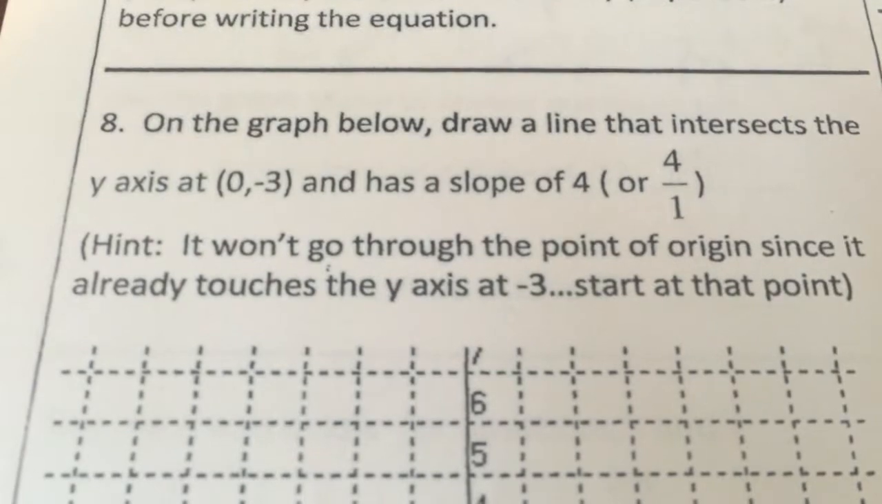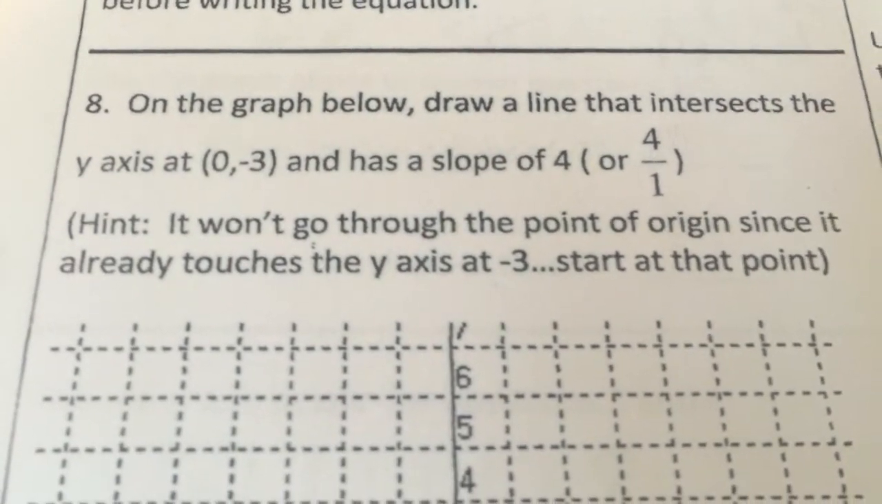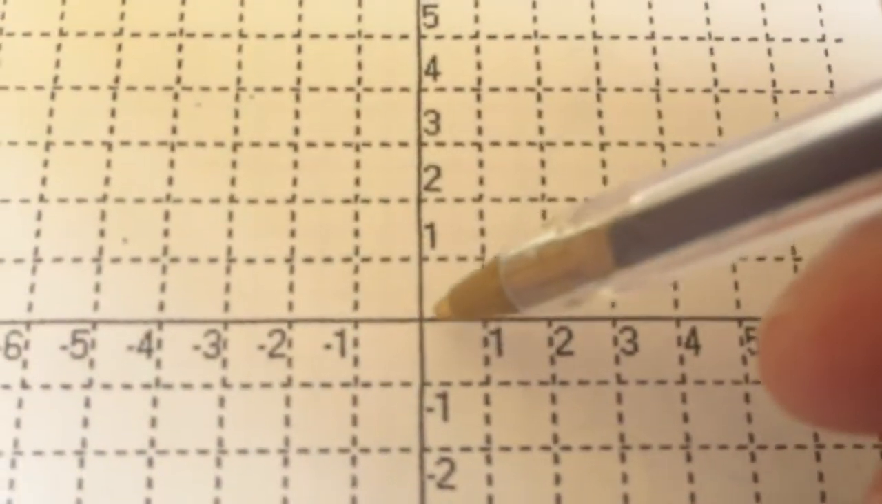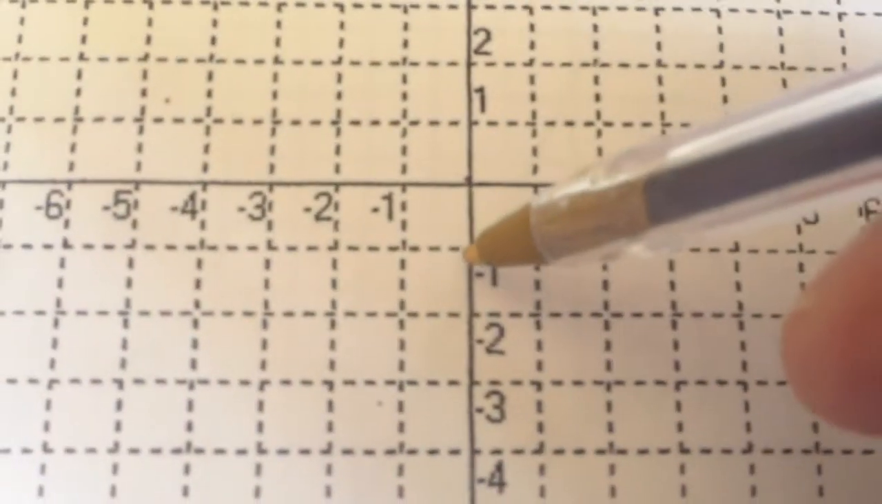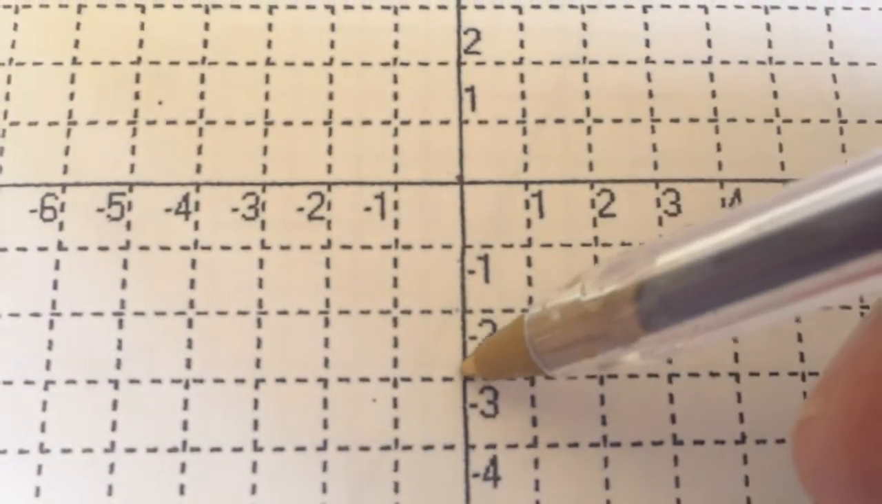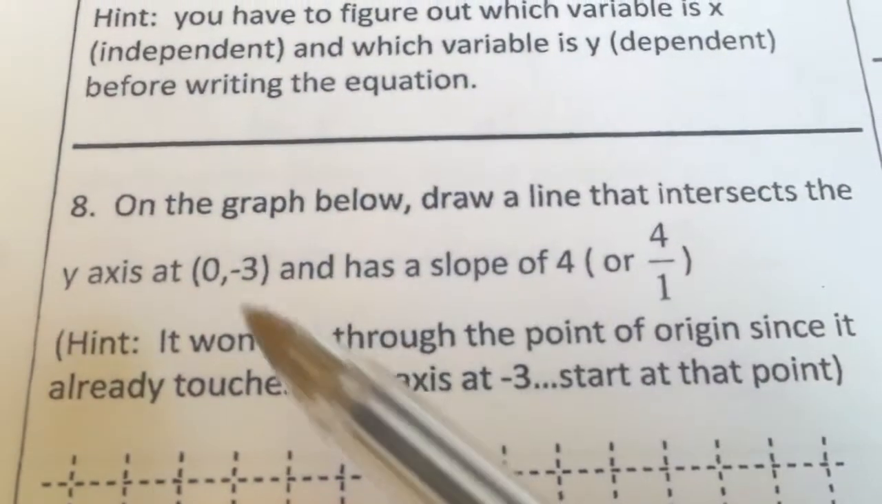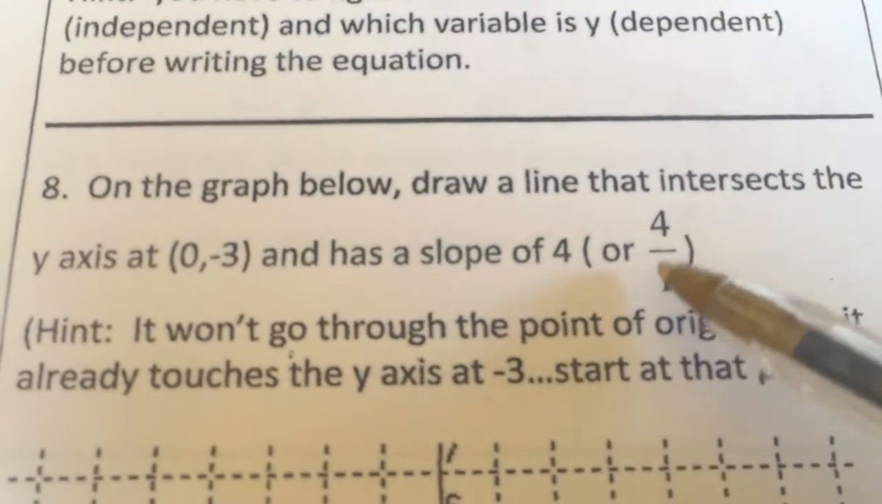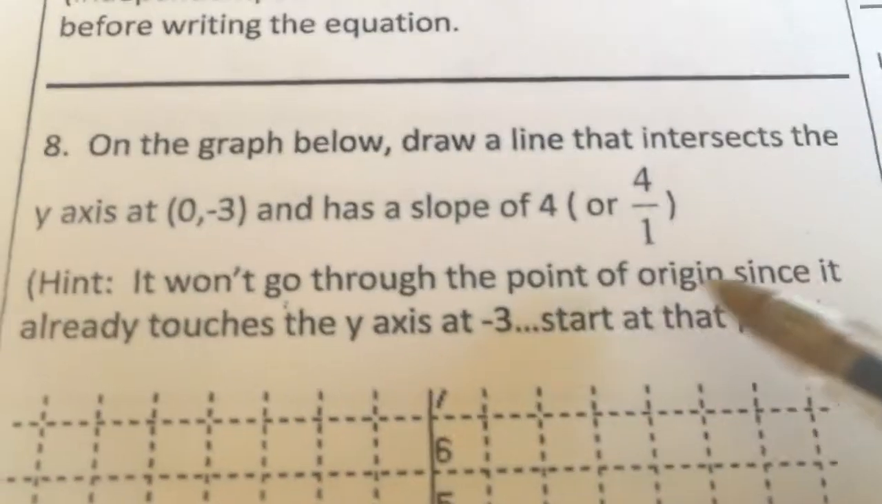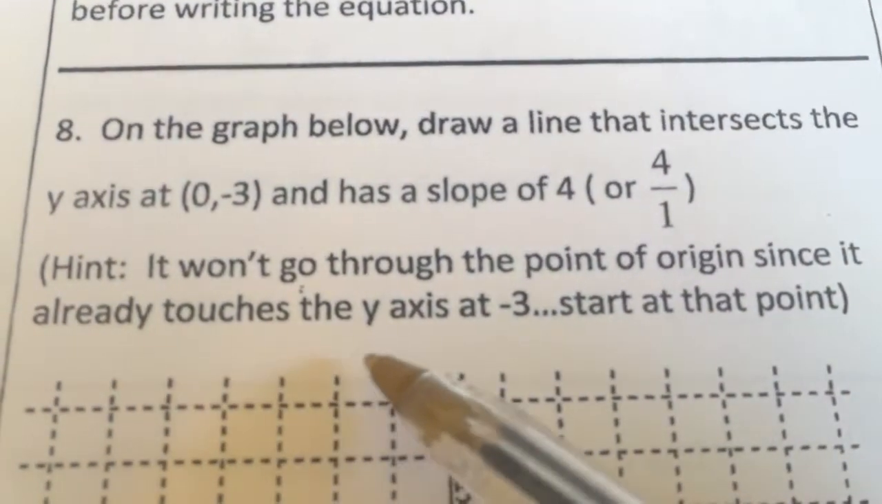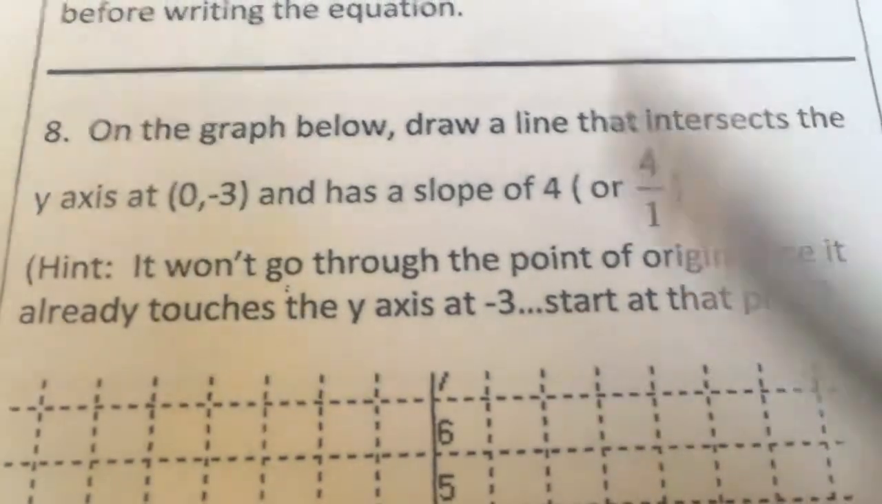On the graph below, draw a line that intersects the y-axis at (0, -3). Okay, here's the point where x is 0 and y is -3. So our graph is going to intersect the y-axis at that point, and it has a slope of 4 over 1. Hint, it won't go through the point of origin since it already touches the y-axis at -3.